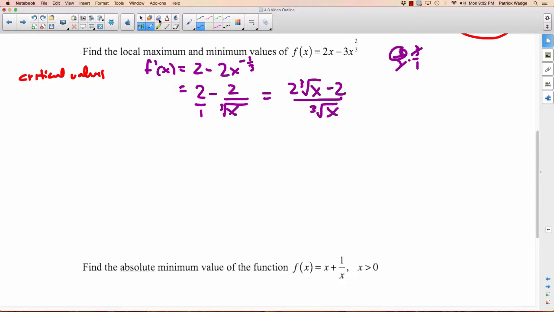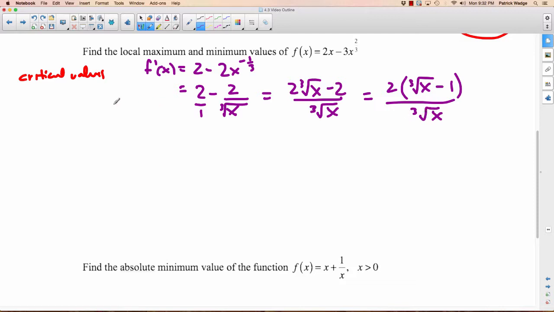And why don't we go ahead and factor this right now. In the numerator here, you could factor out a 2. So you get 2 times the cube root of x minus 1, all over the cube root of x. Okay, so that's our derivative in factored form, and what we want to know is, when would this equal 0, or when does this not exist?